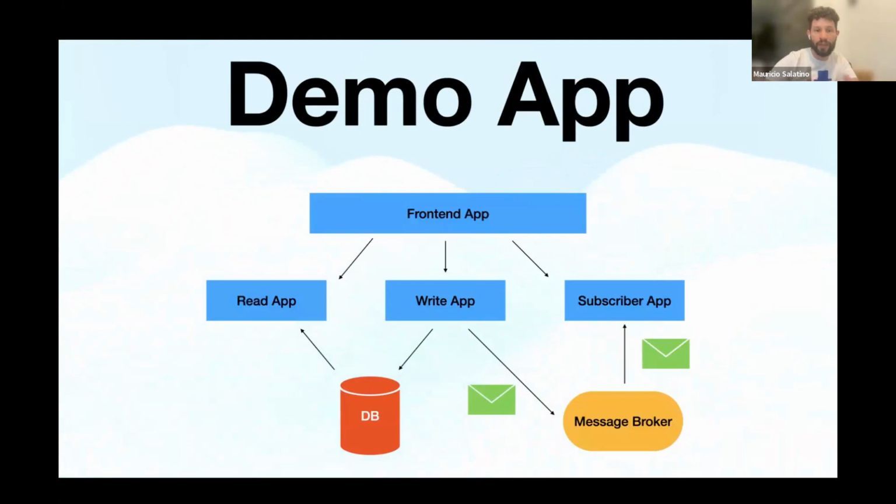You have a front end that is interacting with a bunch of backend services. The read application is reading data from the database, in this case Redis. The write application is writing data to that database. At the same time, the write application is sending messages to a message broker that the subscriber app can go and fetch. So it's demonstrating very common behaviors: storing data, reading data, and consuming messages that other applications are sending. And the front end is working as the front end for all these services.